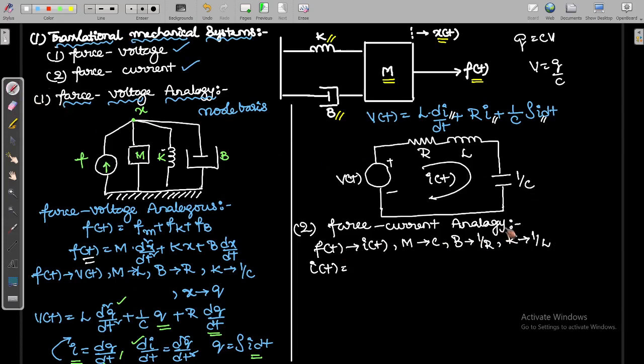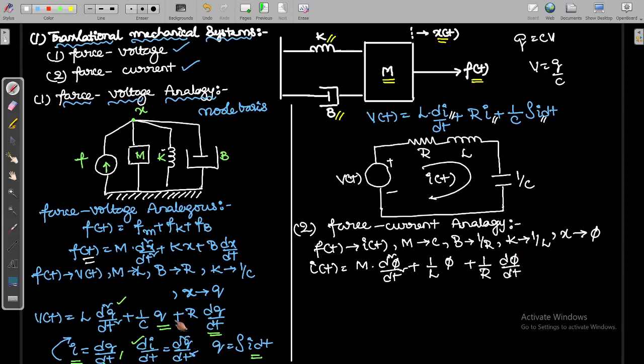Displacement x can be replaced with flux phi. So now you can replace this: m with capacitor, then d square phi by dt square, plus k can be replaced with inverse of inductance. So x can be replaced with phi. Next plus b can be 1 by R, dx by dt can be written as d phi by dt.